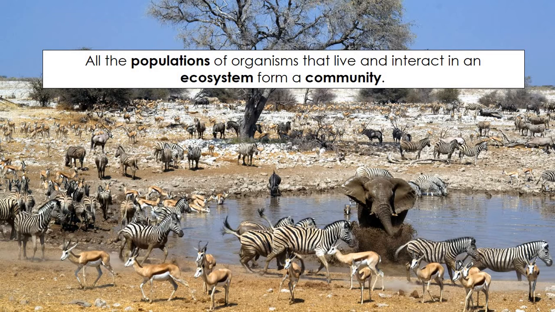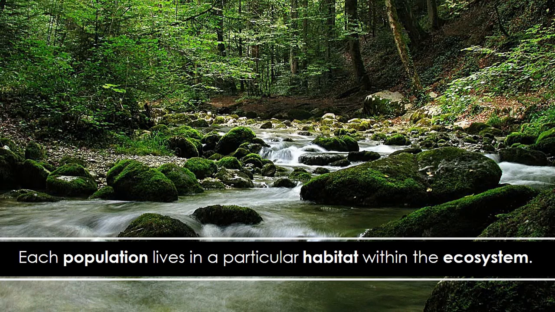All the populations of organisms that live and interact in an ecosystem form a community. Okay, so when we have different populations of organisms interacting in the same ecosystem, the same habitat, we call that a community. We've got a lovely image here to represent that. Each population lives in a particular habitat within the ecosystem, and we'll explore that a bit further as we go through this supporting video.